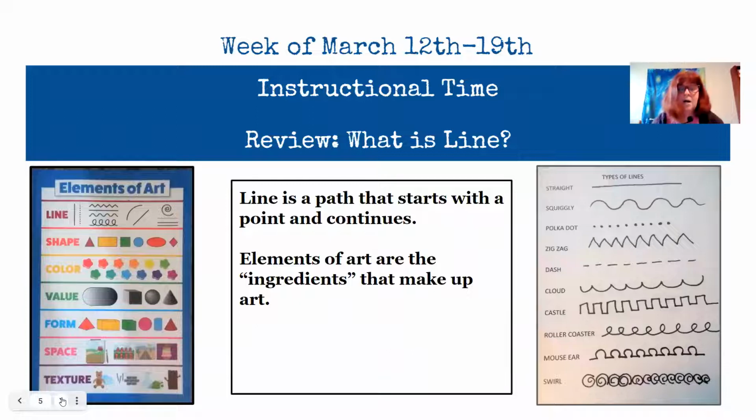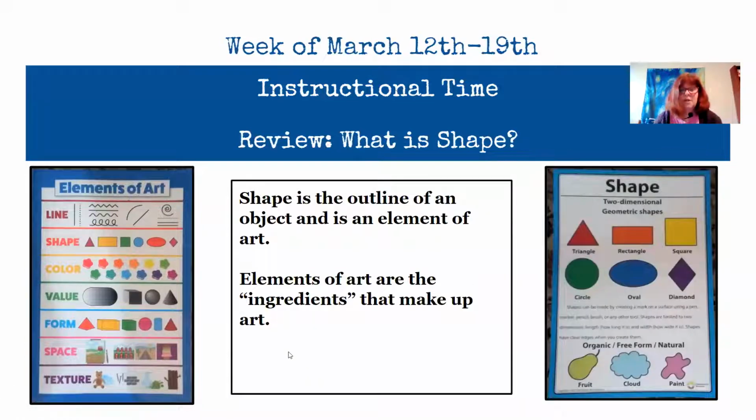Review from the past: a line is a path that starts with a point and continues, and it's one of the elements of art. Shape is the outline of an object, and it's also an element of art, like the triangle, rectangle, circle, oval, diamond, square. And then we also talked about organic shapes, like a cloud or a flower, or even a butterfly.